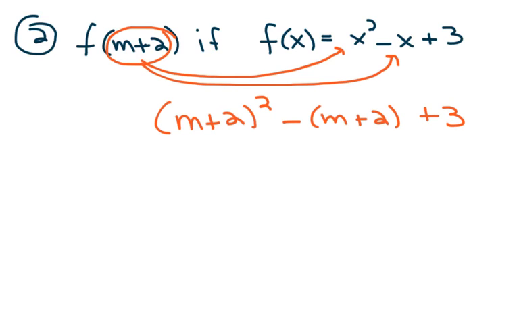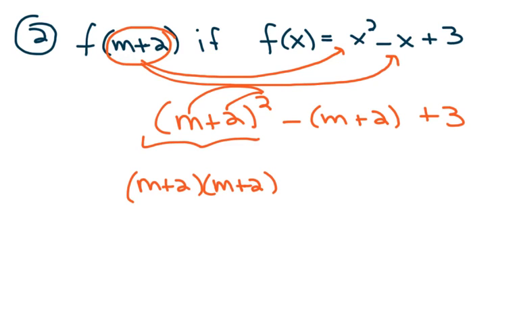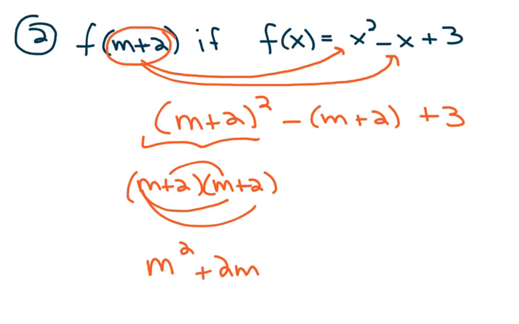Now notice when I plugged in m plus 2 in place of the x, I put it in parentheses. When you square m plus 2, you need to do this. A lot of times people want to distribute the exponent, and that is not how it works. Squaring means writing it twice, and then you use FOIL. First, outside, inside, last.